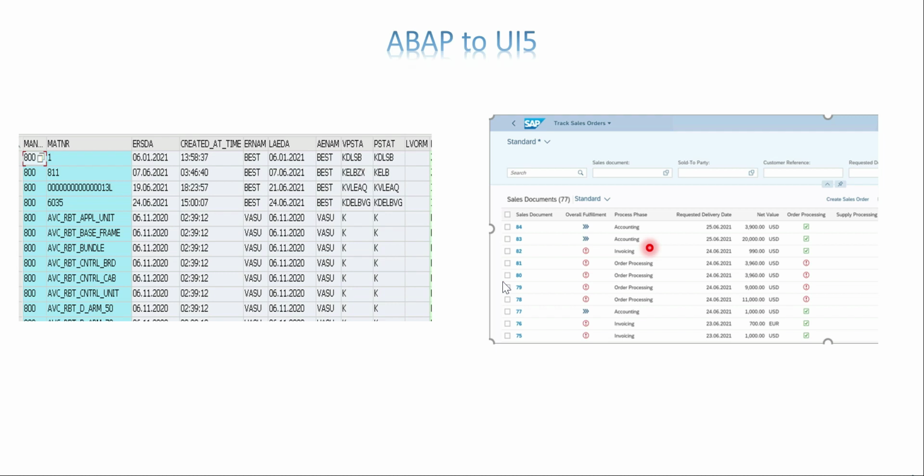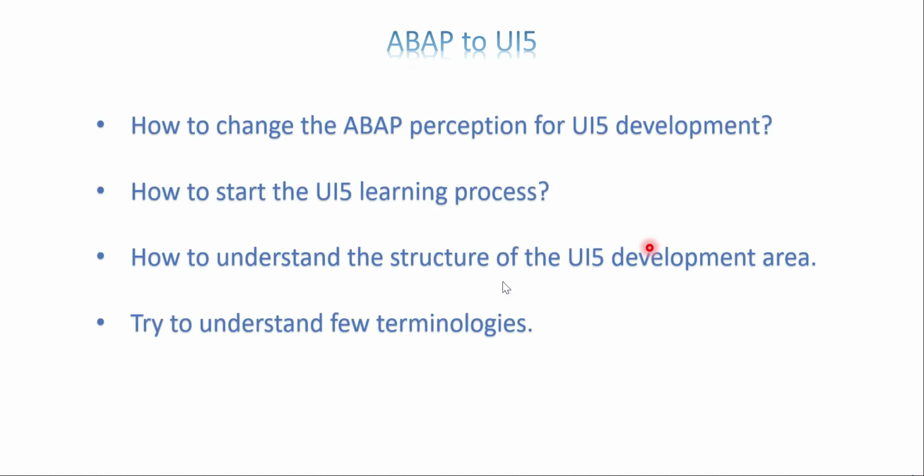This is from the developer perspective. So ABAP and UI5: a few things before getting into this playlist, like how to change the ABAP perspective for UI5 development. Normally, an ABAPer always goes to the GUI and lives with transactions only. So how do we start our UI5 development and learning process? From where do we start, because we hear many terminologies: Fiori-like app, UI5 development, cloud, on premises. We have a lot.